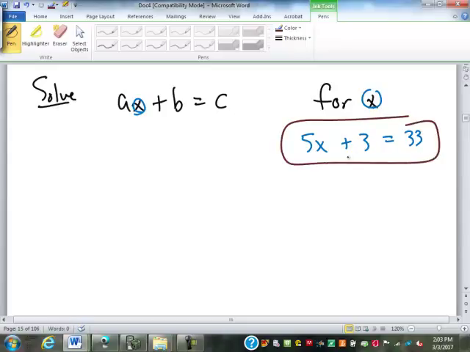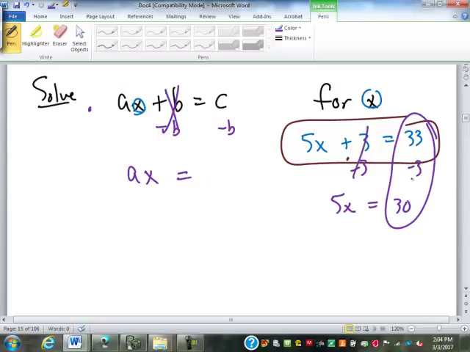So over here, what would I have to do first to solve this one? Subtract 3. So I subtract that 3, 5x equals 30. So over here, what's the equivalent move that I have to do? Subtract b. I have to subtract b from both sides. So b is gone, leaving me with ax. The difference is over here, I could do 33 minus 3 and get 30. Here, c minus b is going to have to be left as c minus b.